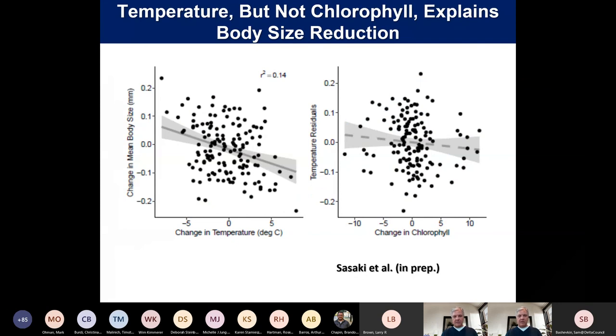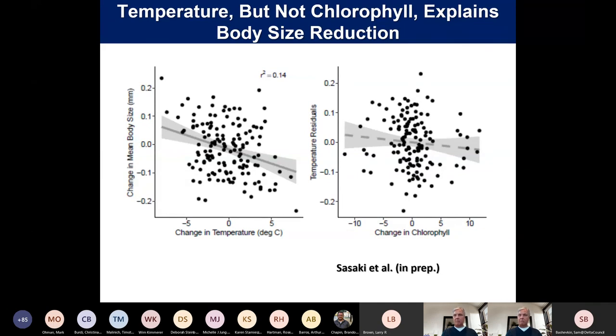Next slide. So now if you plot the change in temperature, which is shown here on the x-axis, on a monthly basis, if you compare all those months between the 80s and now, as well as the changes in body size of Temora, you do see a significant, albeit relatively weak, decrease in the size of the animals as it gets warmer, right? But you do not see the same kind of pattern with resource availability. So the inference here is that it is indeed temperature, the warming, that is driving the decrease in body size.